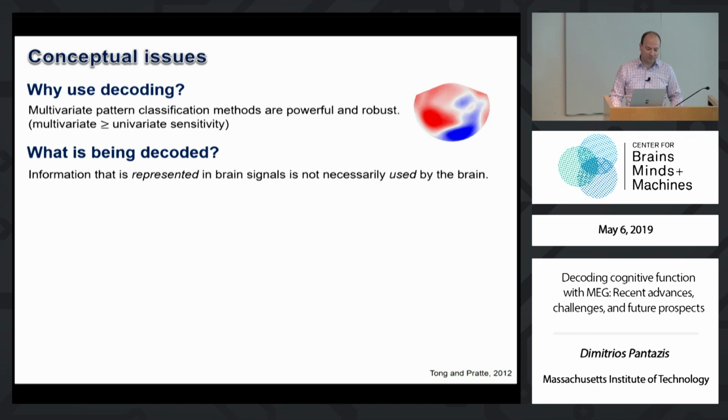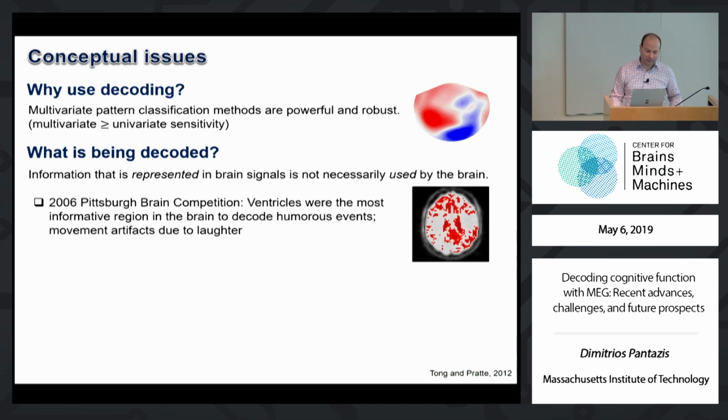And what we're decoding, the information we're capturing, does not mean that it's actually truly used by the brain, and you should be careful with that. And what do I mean with this? I think I can explain this easily with two examples. One of them being the 2006 Pittsburgh Brain Competition, which was an fMRI competition trying to decode events in videos. And the winning team admittedly did not have much experience in brain imaging, but still they designed the best classifiers to decode the conditions the best.